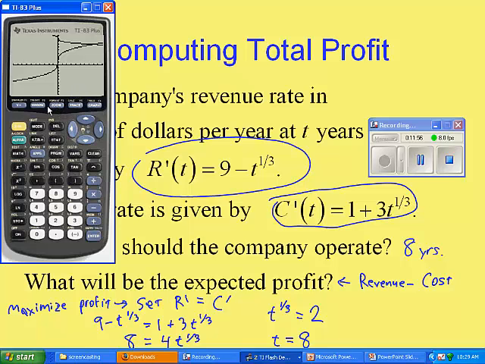Yeah, so let me change the window a tiny bit. I want to make x min 0. I'm going to graph it. See that function? What function is that I just graphed?